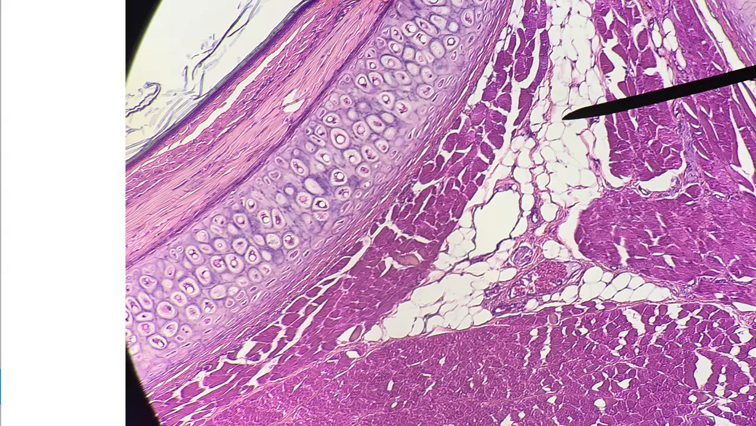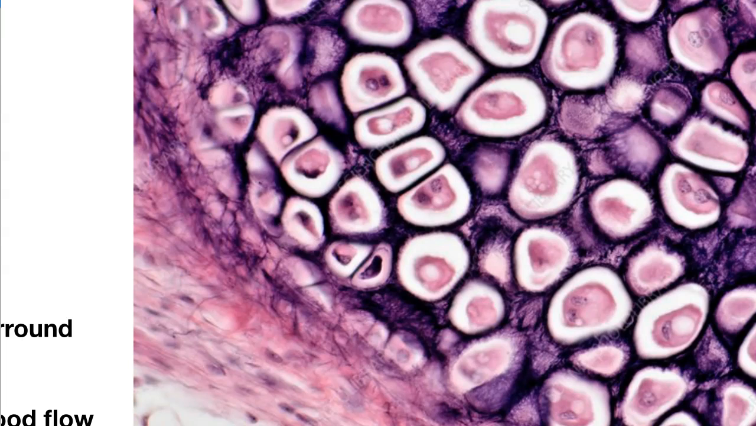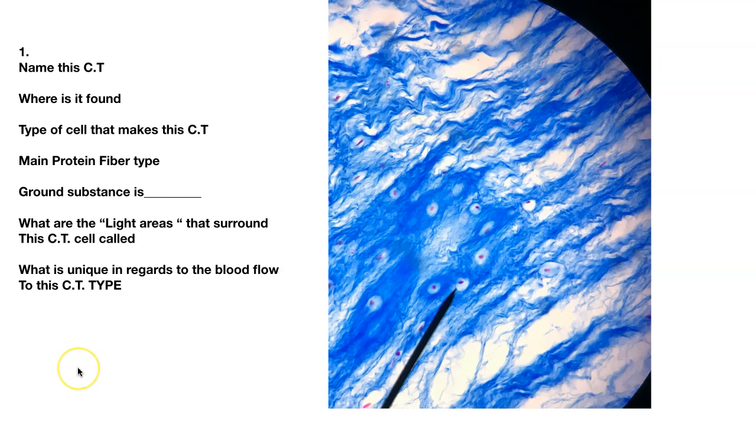Yep, so that's it. So let's go and get all these answered. So question number 1. You look at this, you automatically should recognize the lacunae that are surrounding the nuclei of these cells. You see lacunae, you know this is a cartilage. What kind of cartilage is this? This is fibrocartilage.